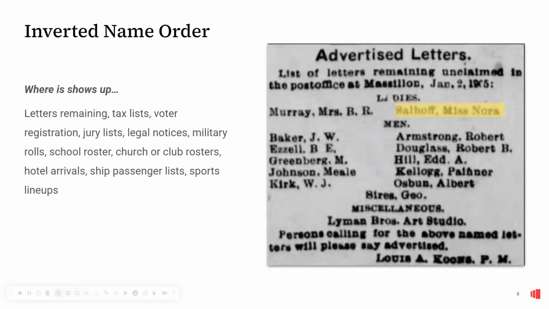Another one, I enjoy this one a lot. I call it the inverted name order. This is a very common type of newspaper clipping that could be found in the early 1900s: advertised letters that were unclaimed at post offices, and sometimes those listed people in an inverted name order. So instead of finding Nora Salhoff, you would have found Salhoff, comma, Miss Nora.